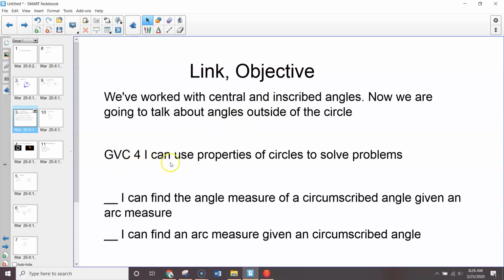We're still on GVC 4. I can use properties of circles to solve problems. And today's two learning targets are finding the angle measure of a circumscribed angle given an arc measure, and working backwards, finding an arc measure given the circumscribed angle.